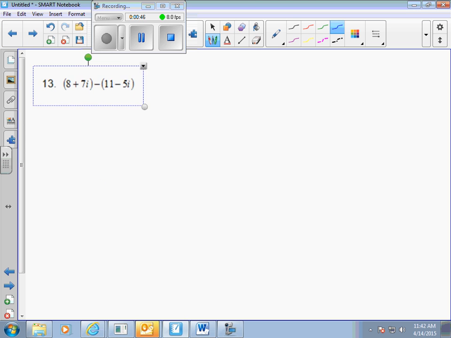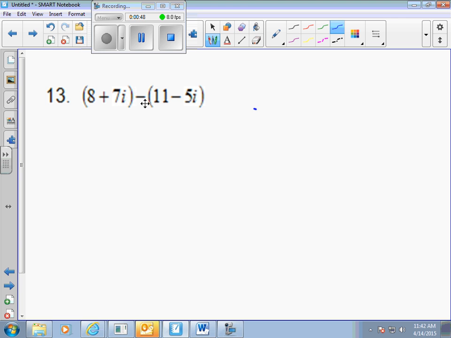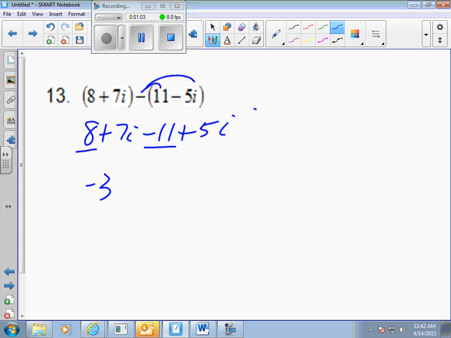Number 13, we are going to be subtracting these, so the first parenthesis just drops. The second one we need to distribute, so I get -11 and plus 5i. Let's put our like terms together. 8 and -11 gives me -3. 7i and 5i gives me 12i.